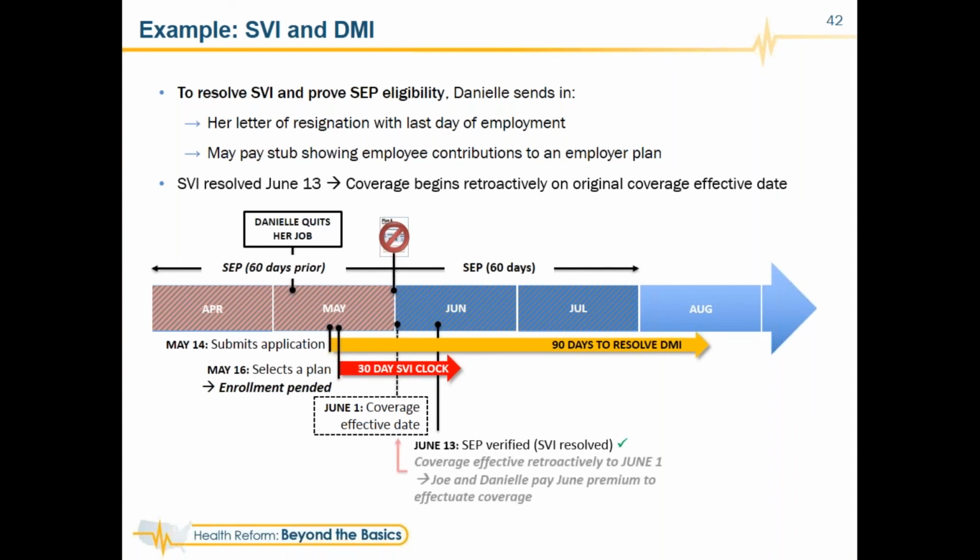Coverage for both Joe and Danielle is effective retroactively back to June 1st. They're going to pay that June premium at that time, and that will effectuate their coverage. And as Shelby mentioned, if they used any health services after that June 1st date, and they're covered services, the insurer must pay those claims, even though it's retroactive.